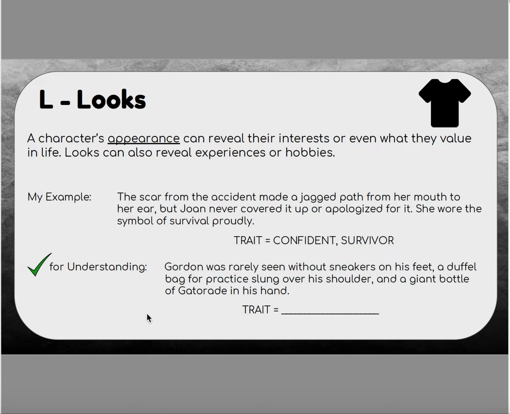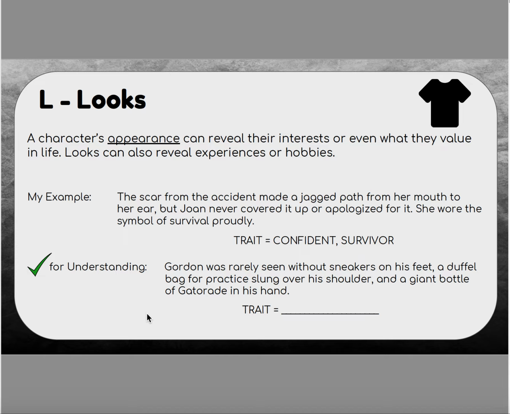The scar from the accident made a jagged path from her mouth to her ear, but Joan never covered it up or apologized for it. She wore the symbol of survival proudly. So she doesn't cover up her scar. She lets it be shown, right? This trait shows that she's confident, right? She doesn't hide it behind makeup. She's proud of it. She wears it. It also suggests that maybe she's a survivor, right? She went through something really bad, really hard, and now she's proud that she wears it as a symbol that she made it through something so difficult.